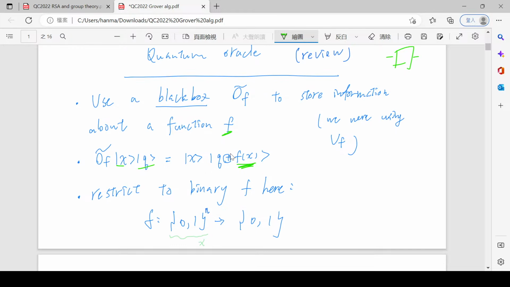Anyway, we need this to be O plus because remember, O_F tilde is a quantum gate, a unitary, so it needs to be reversible. So here the things should be reversible. Everything should be one-to-one.